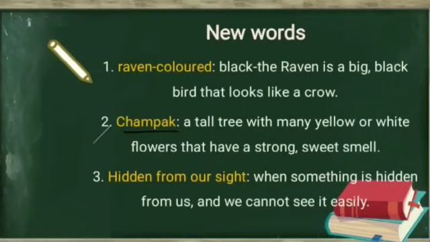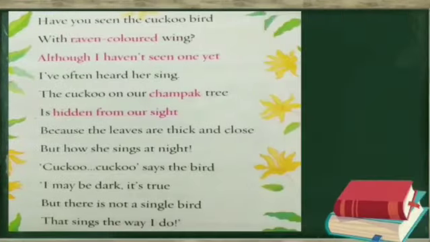Third one, hidden from our sight. When something is hidden from us and we cannot see it easily. Once again, hidden from our sight. When something is hidden from us and we cannot see it easily. Have you all understood the meanings? Yes. So now we shall memorize the poem, children.